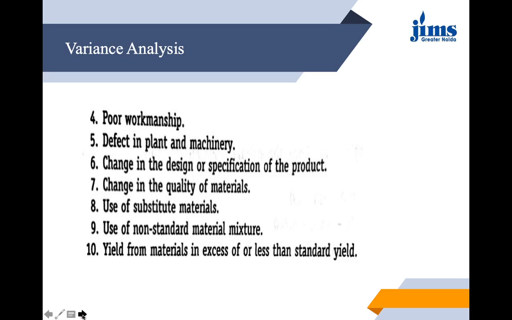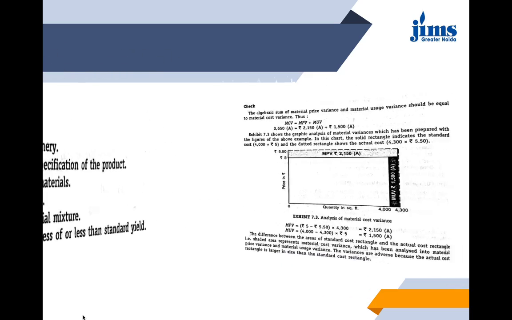If there is any defect in plant or machinery, then in that case also this kind of problem would be there. Like we know that if our car is not being maintained, it would be using more fuel. Change in the design or specification of the product at the last moment or after deciding the standard, change in quality of material, use of substitute material which is not up to the standard. That's what is mentioned here: use of non-standard material mixture, yield from materials in excess or less than the standard yield. The expected yield is different. So these are a few reasons for that.